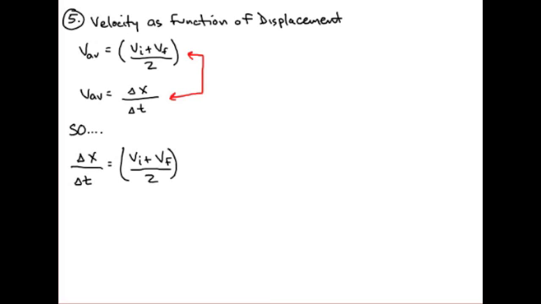Well, we have some things in the denominator here. We have this 2 here, and we have this t. So we're going to multiply both sides by t and both sides by 2. So the t will come up, as will the 2. They'll just cross over the equal sign on both sides. So it'll wind up being 2 delta x equals t times vi plus vf.